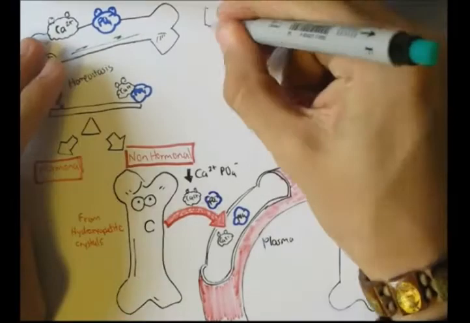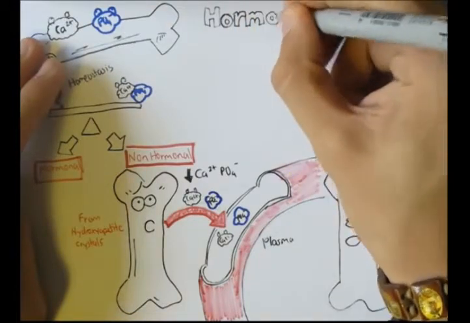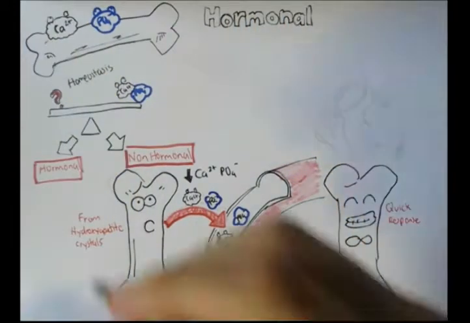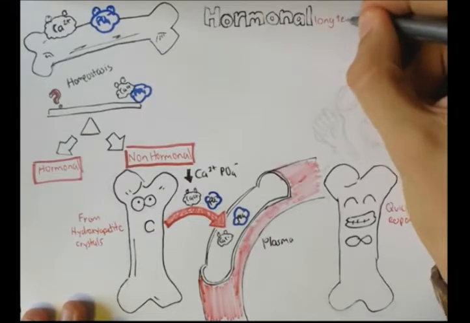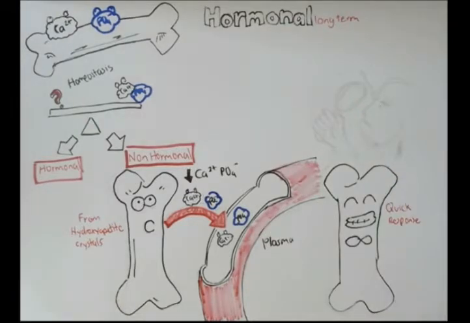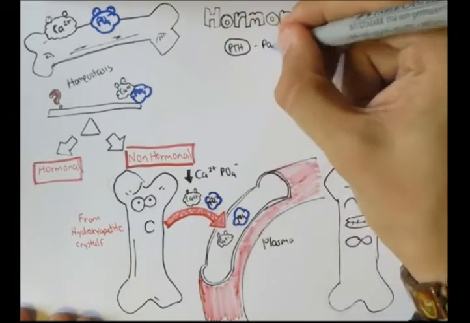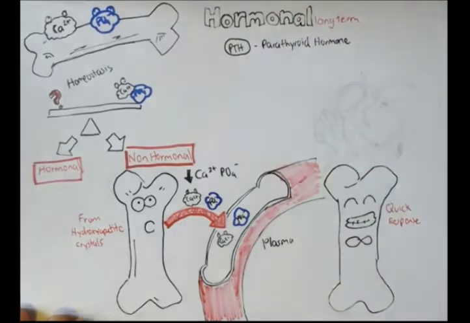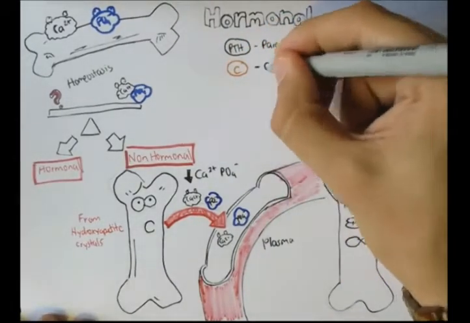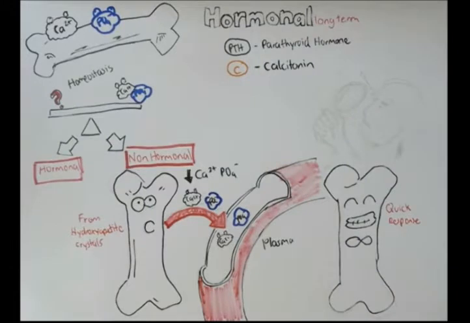But what if a person's calcium and phosphate levels can't be kept in equilibrium through this process? What about for the long term? Well, this is where the hormonal way comes in. There are three main hormones which control calcium and phosphate concentrations in the body. These are the parathyroid hormone, calcitonin, and vitamin D.